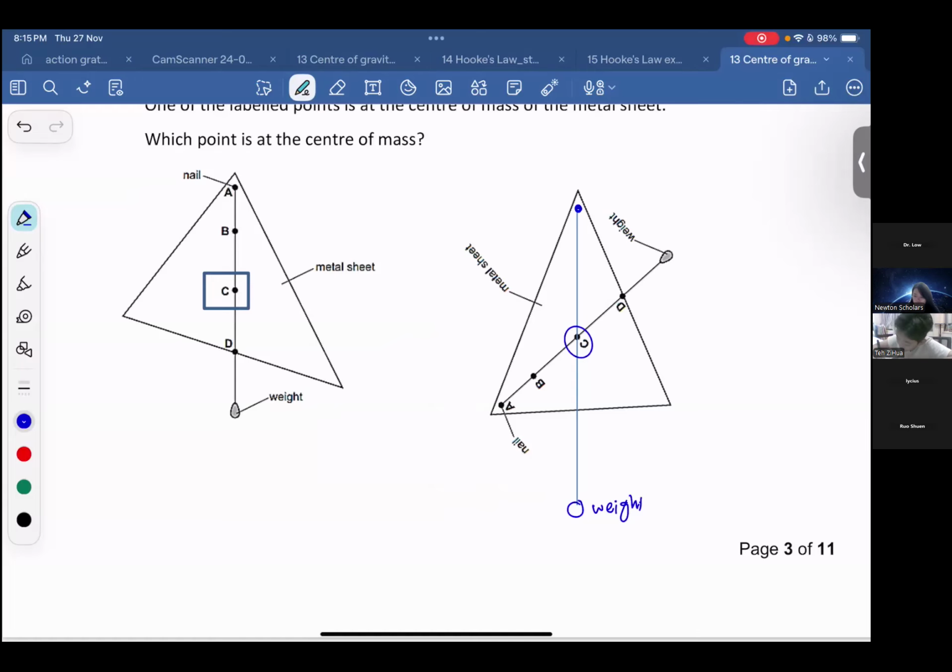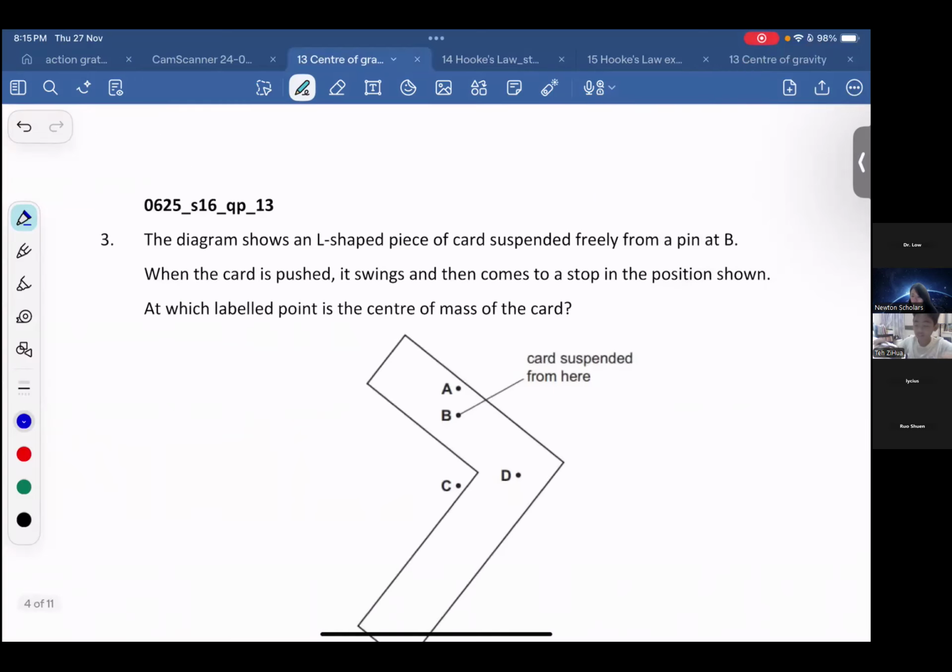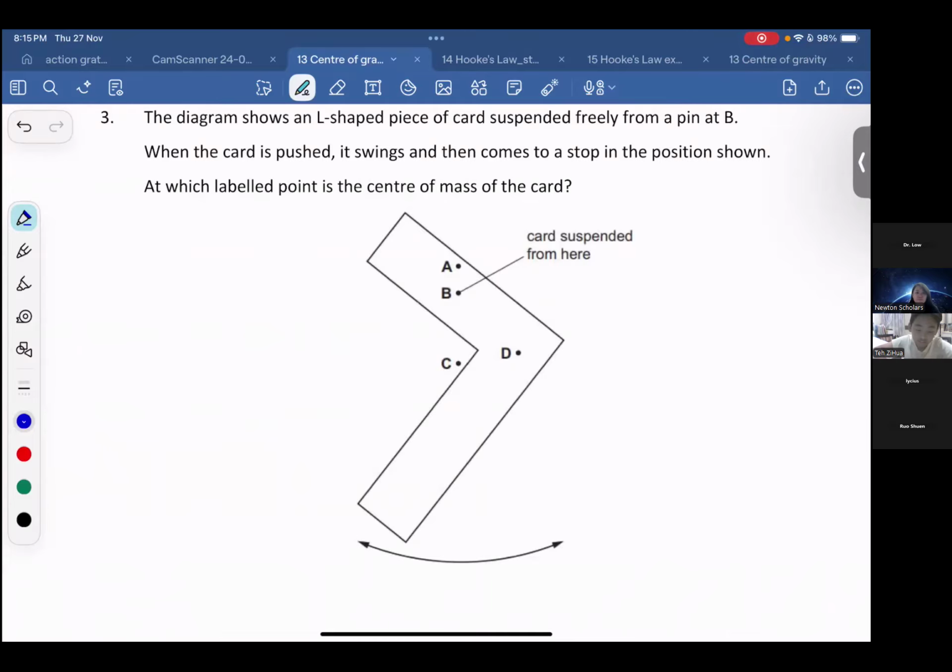We go to your next page. Try this question. Where is your center of mass?